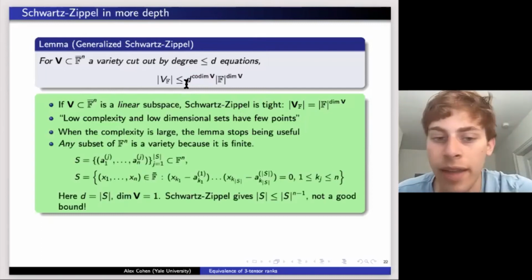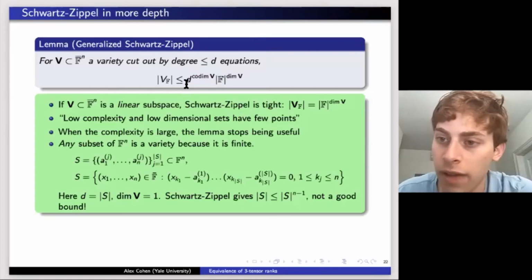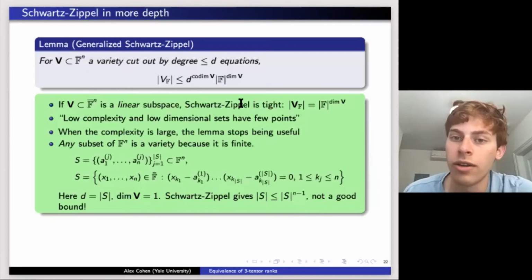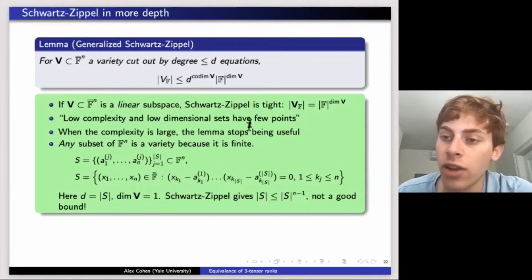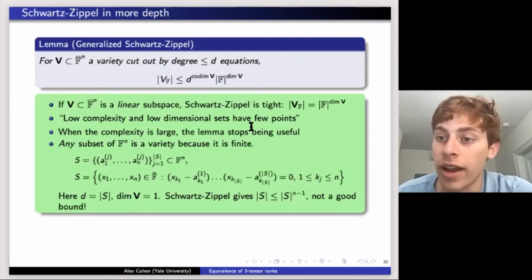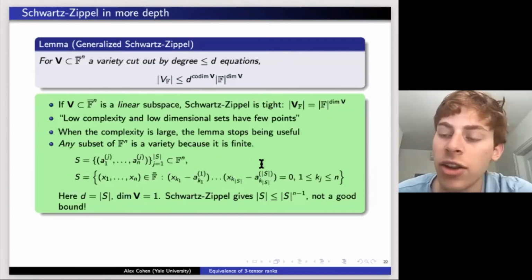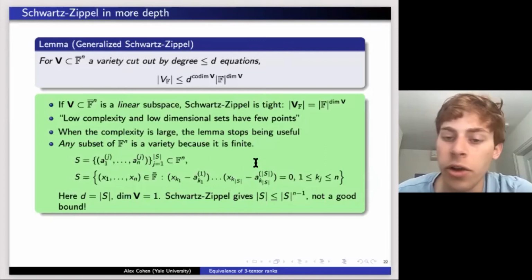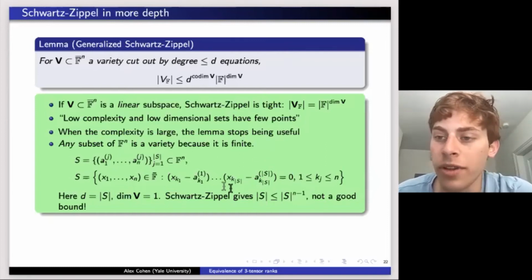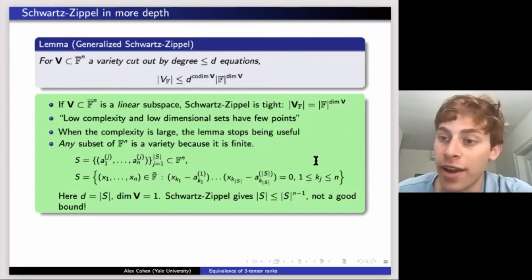So if you think about an example, if you have any subset of F^n, because it's a finite field, any subset is finite. So any subset is also an algebraic variety. But you're going to need pretty large degree equations to cut out a finite subset. So if you have a subset of size s, then you're going to need degree s equations to cut it out. And its dimension is going to be 0. So Schwarz-Zippel is going to give you this bound: size of s is less than size of s to the n, which is not a very good bound.